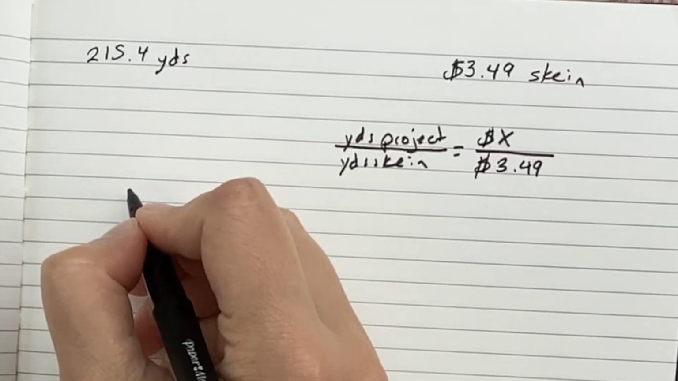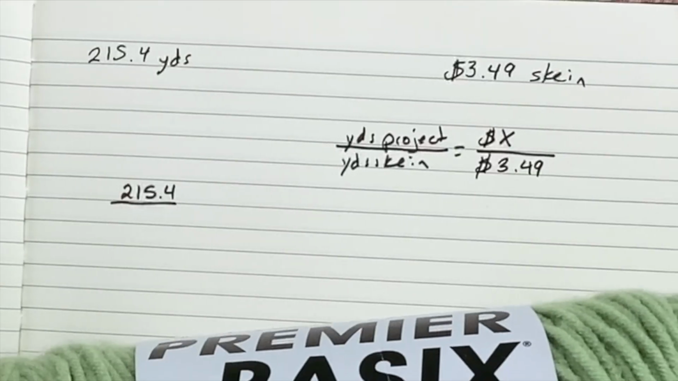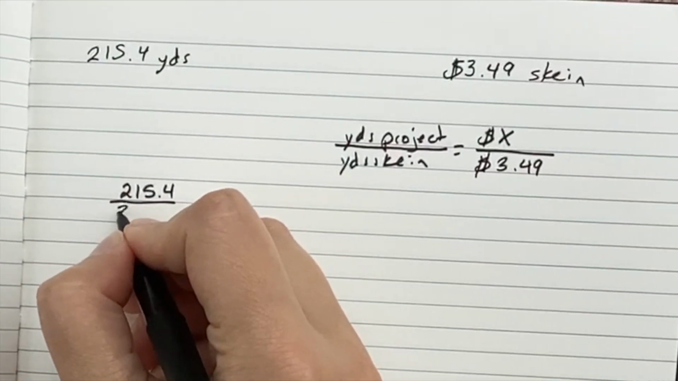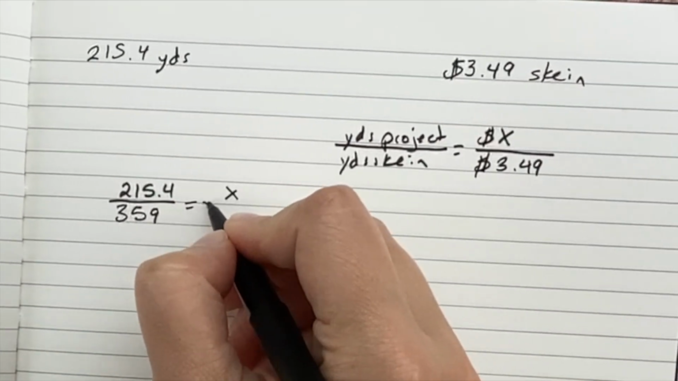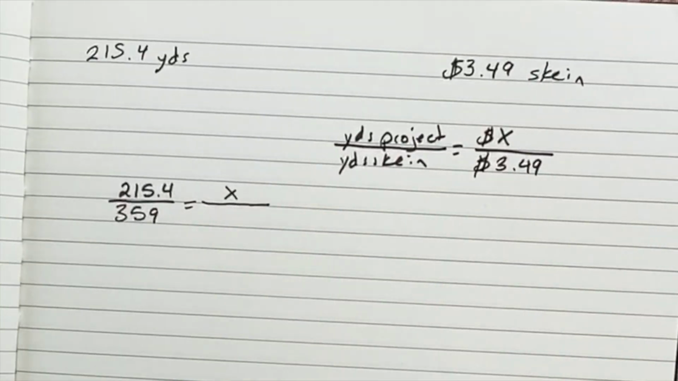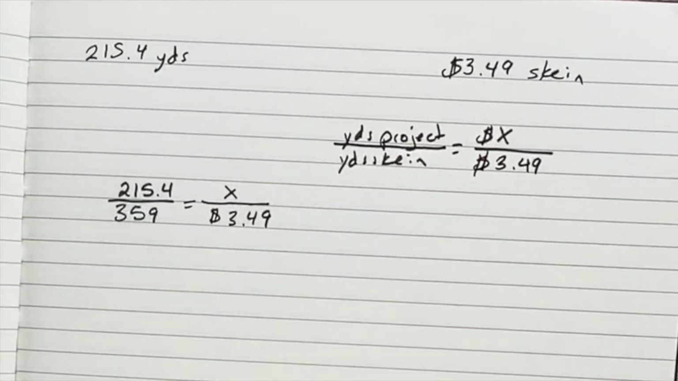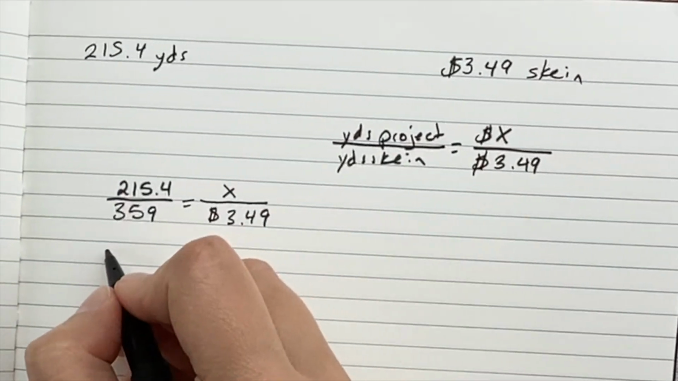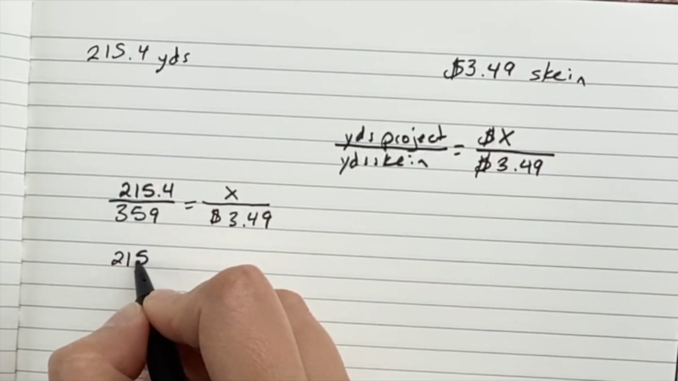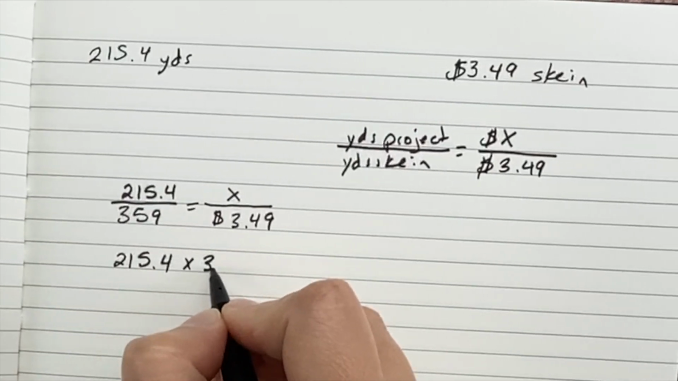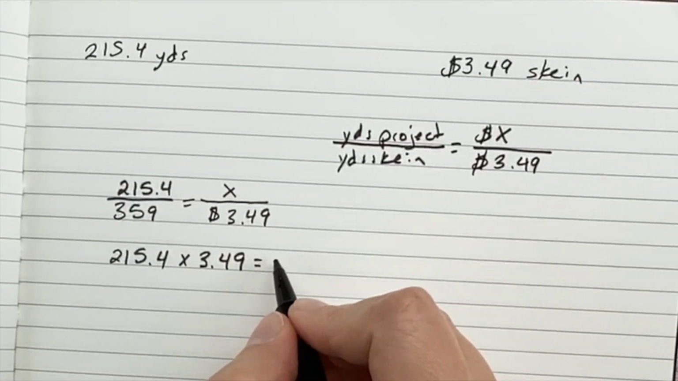All right, so the yards of the project is 215.4. The yards on our skein is 359. Okay, we don't know how much the project supplies cost, but we do know that a skein is $3.49. So we are going to cross multiply. So that's where you multiply the top and the bottom of opposite sides, and set that equal to the bottom and the top of opposite sides.